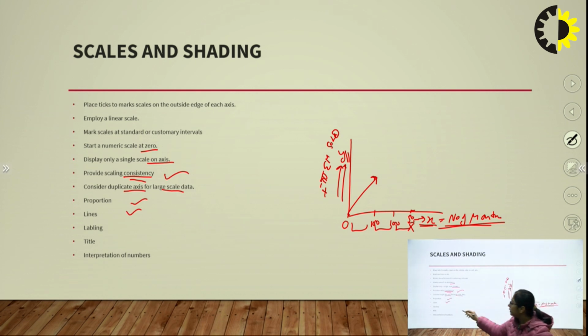The most important point is labeling. Whatever curve, data or bar graph you use, you must do the labeling so that the user can understand the graph and what it is about. Next is the title. We have to give a title for the whole graph, so that at first impression we can understand what the graph deals with. The next is interpretation of numbers. Numbers must be interpreted. If we have thousands of data, we have to convert it into hundreds.